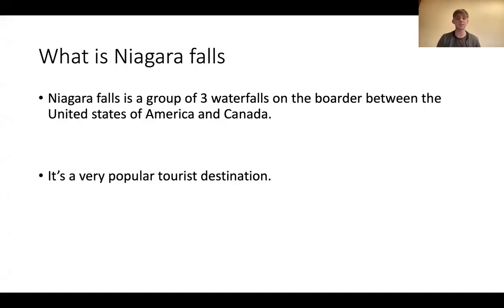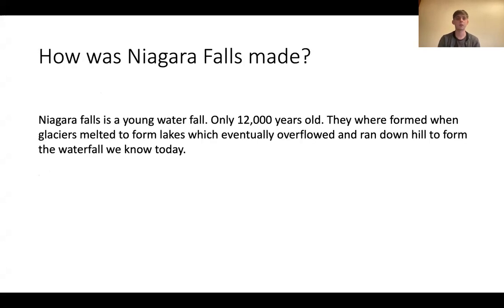It also has lots of different uses like transport and electricity, but you can find all that out later in the task. So how was Niagara Falls formed? How was it made? Well, Niagara Falls is a relatively young waterfall compared to other waterfalls around the world. It's only 12,000 years old, pretty young. So Niagara Falls was formed when glaciers melted to form lakes, which eventually overflowed and ran downhill to form the waterfalls that we can see today.